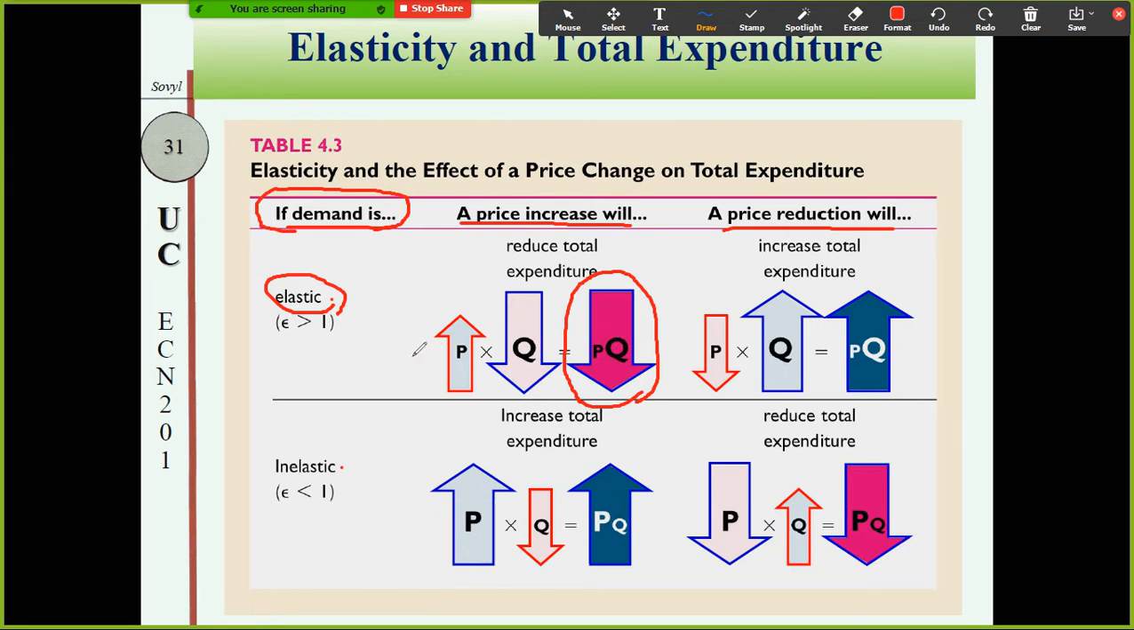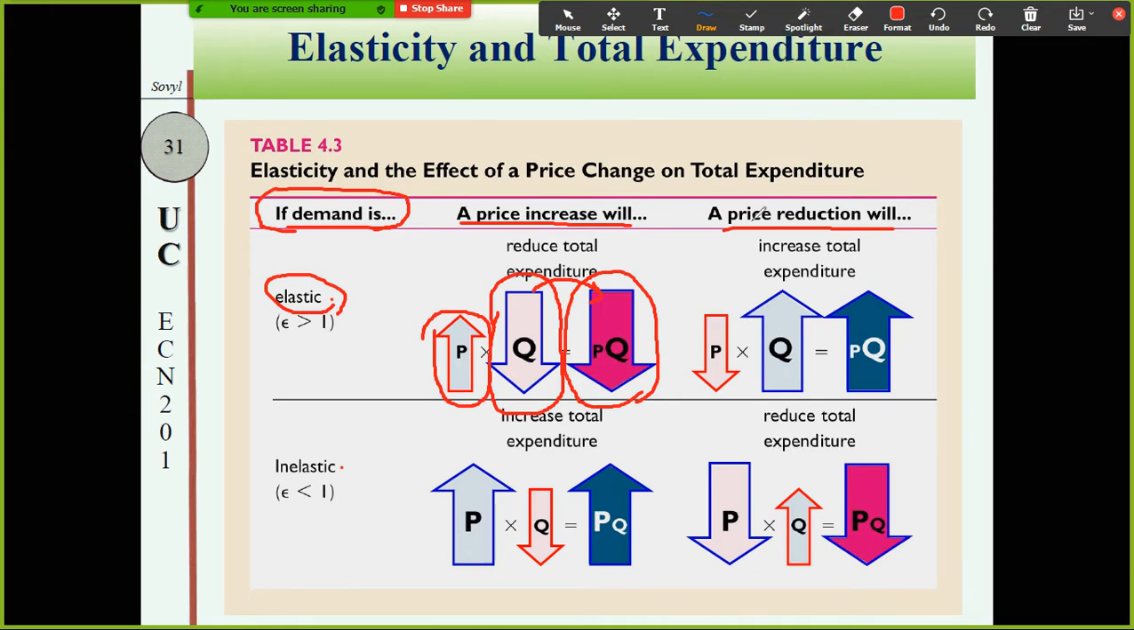Okay, so if your demand becomes elastic, you can see that when the price increases a little bit, your consumption drops too much. That's why total expenditure is influenced by the Q effect. Your expenditure is influenced by the Q effect, not the price effect. The price goes up a little bit, but your consumption drops too much, so your total spending also drops too much.